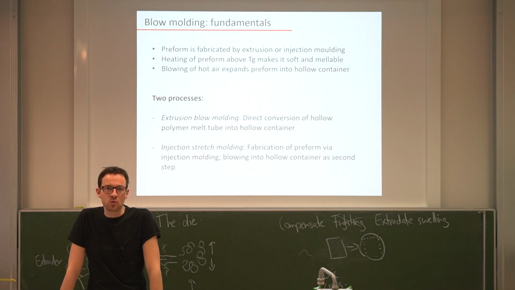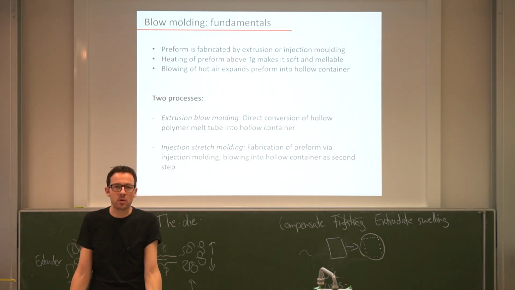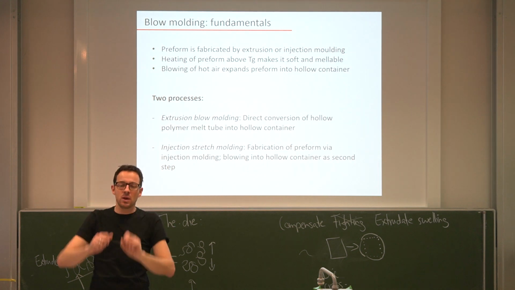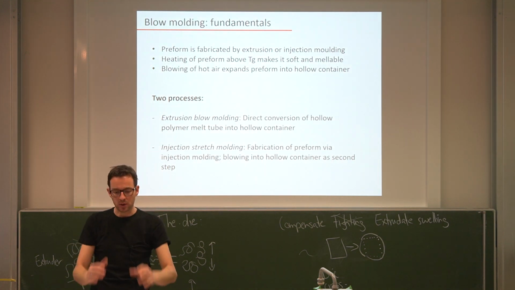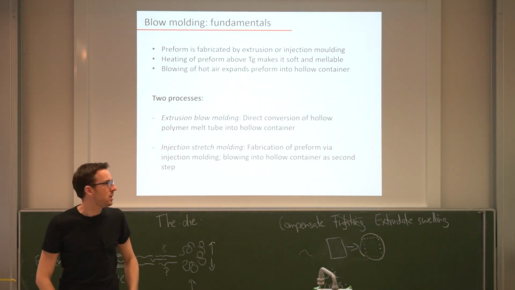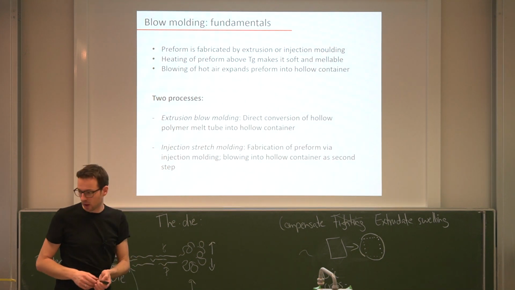Well, sometimes you want to only partially inflate materials. For example, if you want to make a screw cap. Now, in your plastic bottle, the screw should not expand because it should still be hard and kind of defined, while the rest of the bottle will be expanded. And then you need to do this 2-step process and follow this injection stretch molding.